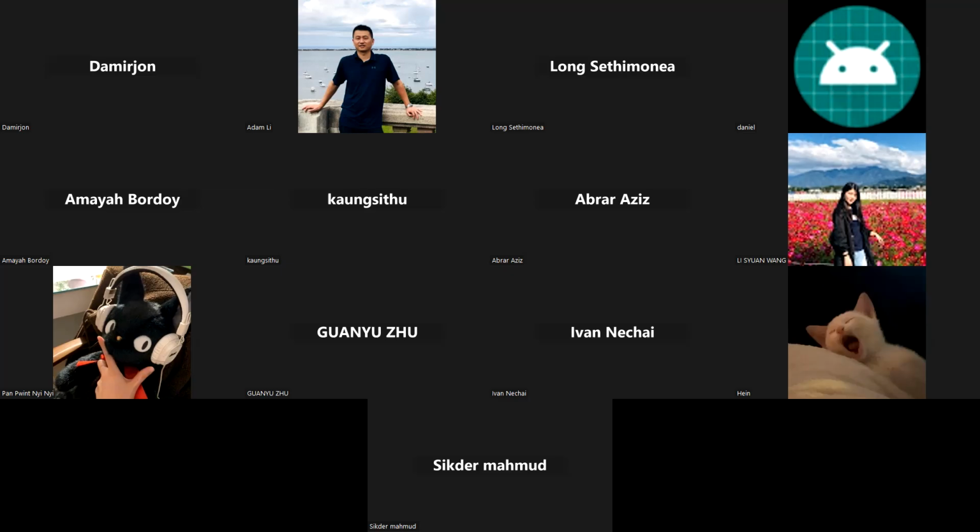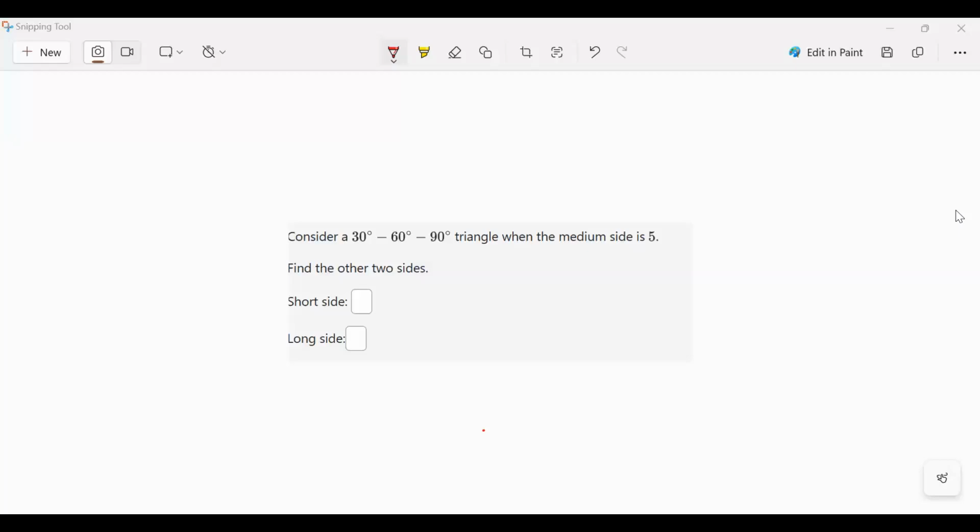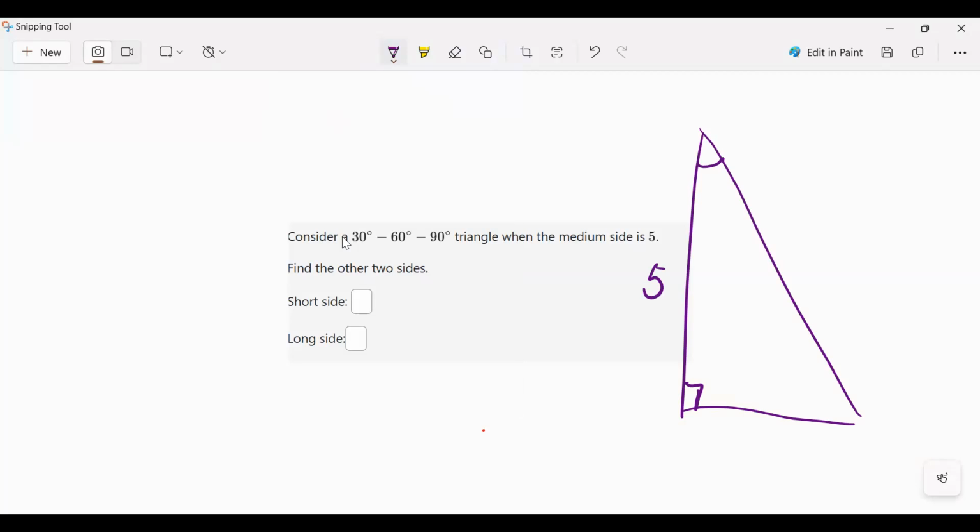All right, guys, let's resume. Okay, so let's complete that question. All right, so this one is given a median side. So let's draw the graph first. The median side will be the adjacent side of this angle. This is 5 units. So this is the 30-degree angle, this is 60 degrees.